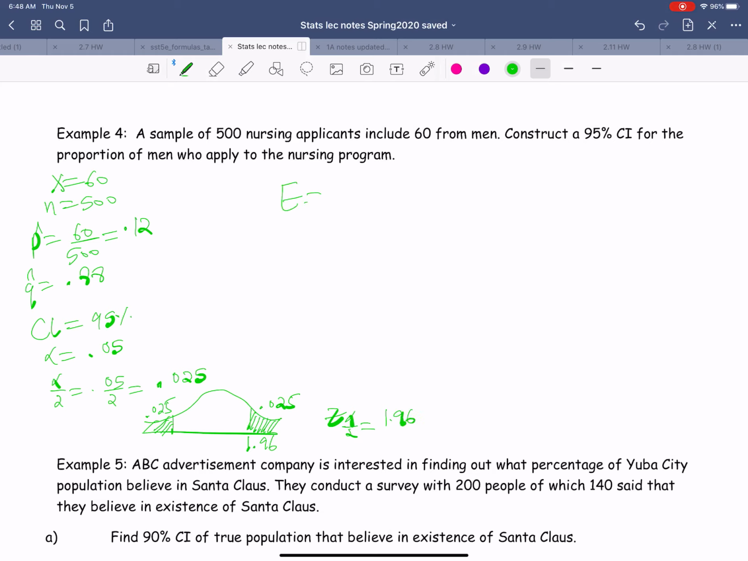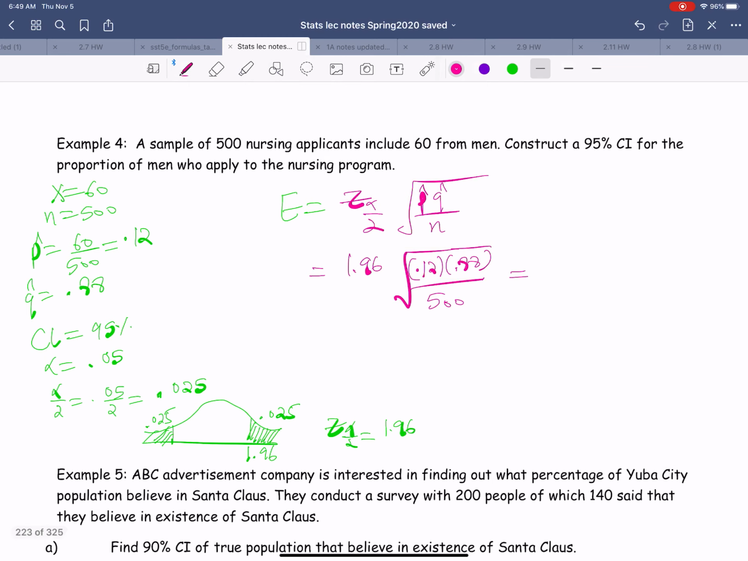Okay, let's calculate the margin of error. Margin of error formula is z alpha over 2 square root of p hat q hat divided by n, and that's 1.96 square root of p hat is 0.12, q hat is 0.88 divided by n is 500. Okay, so that turns out to be, using the calculator, 0.02848.